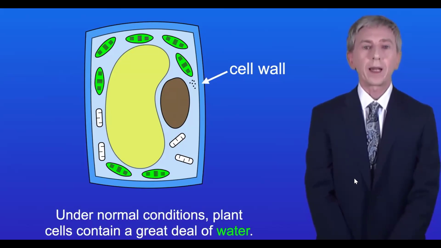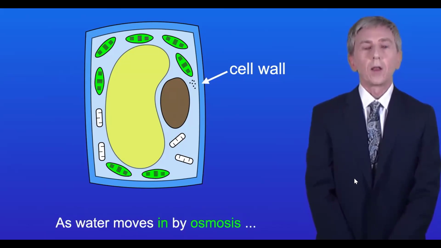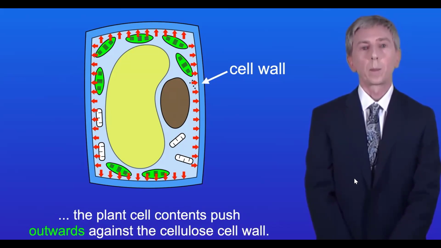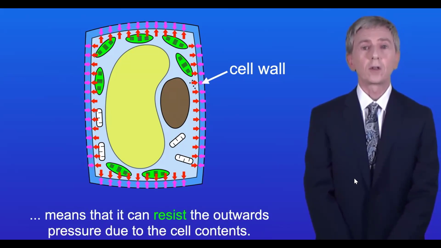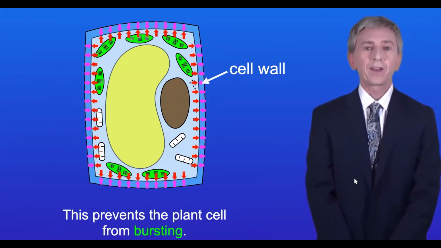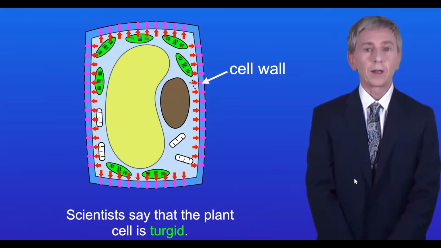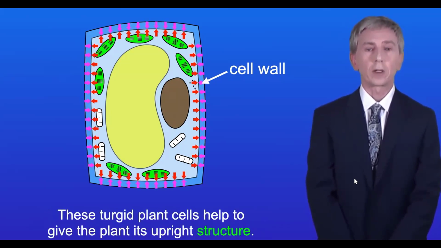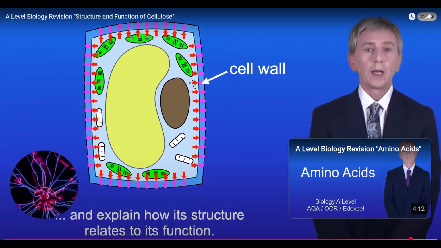Under normal conditions, plant cells contain a great deal of water. As water moves in by osmosis, the plant cell contents push outwards against the cellulose cell wall. The strength of the cellulose cell wall means that it can resist the outwards pressure due to the cell contents, and this prevents the plant cell from bursting. When a plant cell is full of water like this, it becomes rigid. Scientists say that the plant cell is turgid, and these turgid plant cells help to give the plant its upright structure. Okay, so hopefully now you can describe the structure of cellulose and explain how.